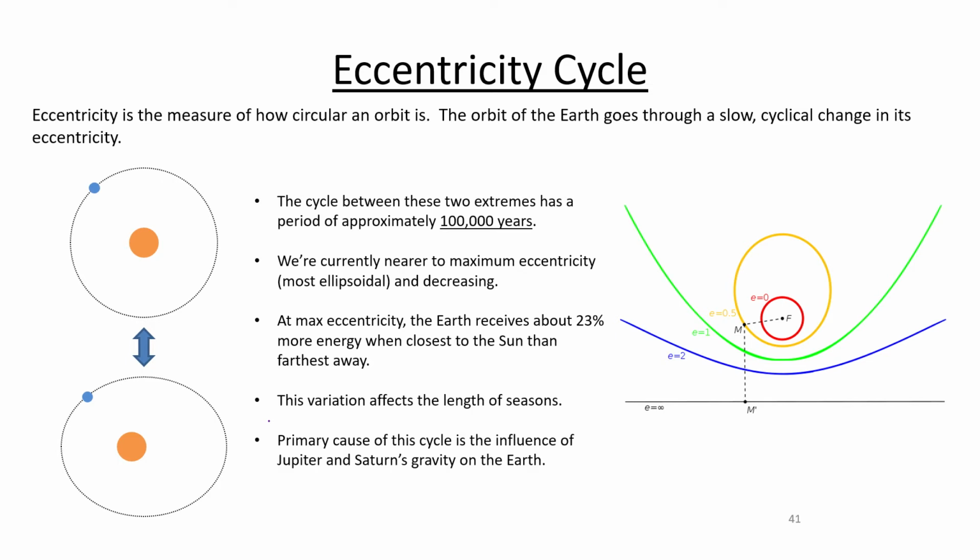And this variation affects the length of seasons. So depending on which hemisphere is sort of pointed at the sun at various points during the orbit, it can shift the length of summer versus winter and things of that sort. And the primary cause for this cycle, this change in the Earth's orbit, is cyclical influences from Jupiter and Saturn's gravity on the Earth. They're quite large, nowhere near the sun. It's not like they're going to tear the Earth away from the sun and send it off someplace else, but they're enough mass to exert enough gravity on the Earth that it causes this kind of shift back and forth as Jupiter and Saturn orbit around the sun as well.